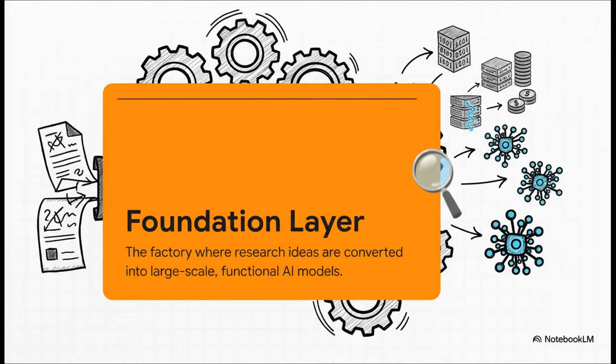Okay, moving up a level, we hit the foundation layer. And if the research layer was the lab, this layer is the massive industrial-scale factory. This is where companies take those brilliant ideas from the research papers and pour in absolutely immense resources. I mean, unbelievable amounts of data, computing power, and cash to turn them into actual working AI models.